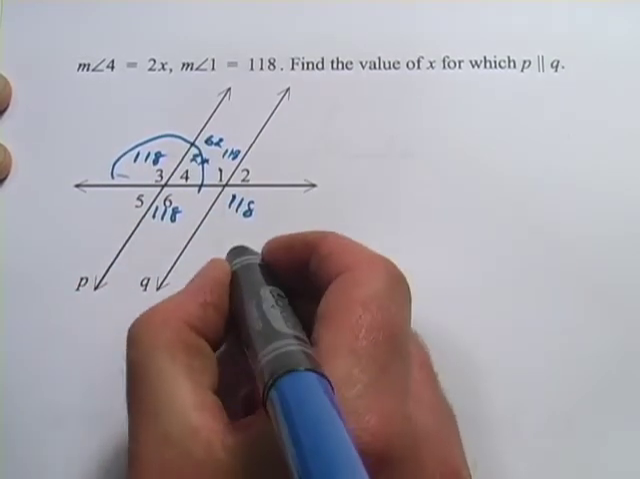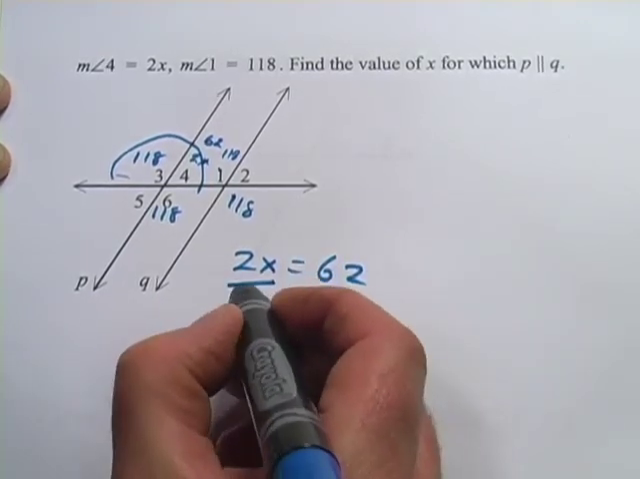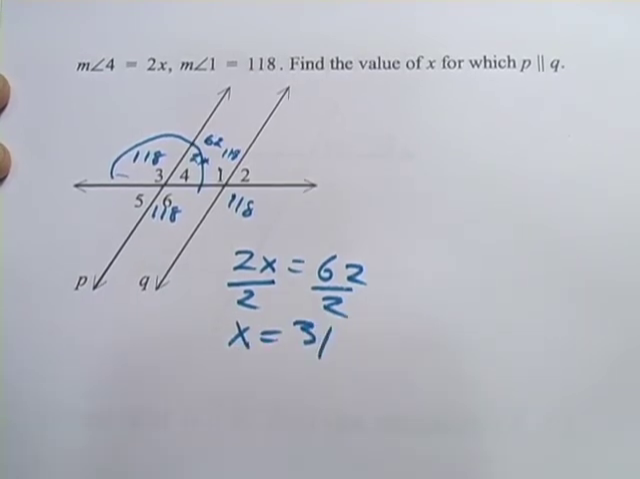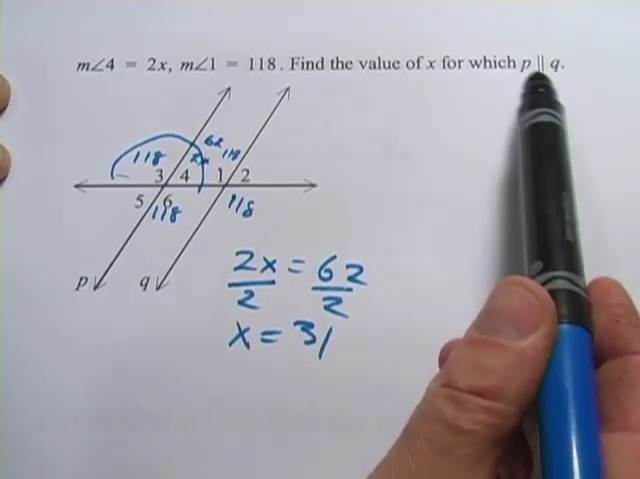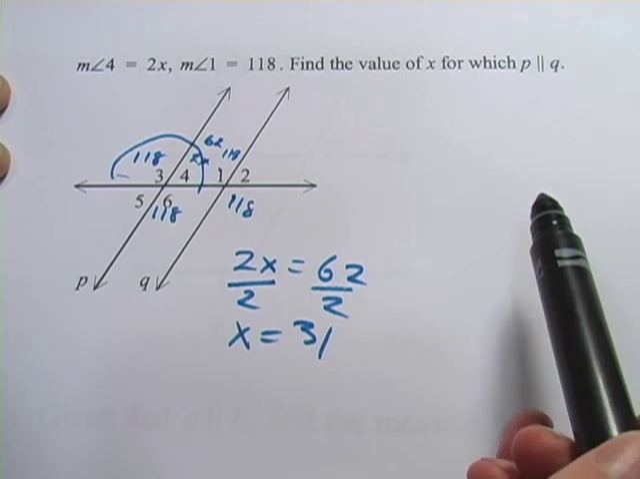So I can set up this equation, 2x equals 62. And then to solve for x, simply divide by 2. I get x equals 31. And that is the value of x for which P is parallel to Q. So that's a little bit of work with transversals.